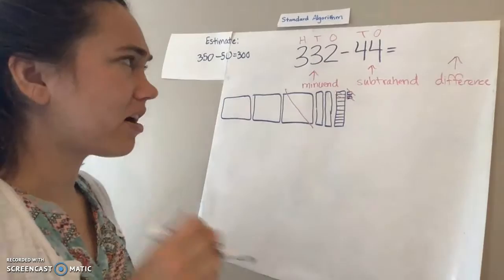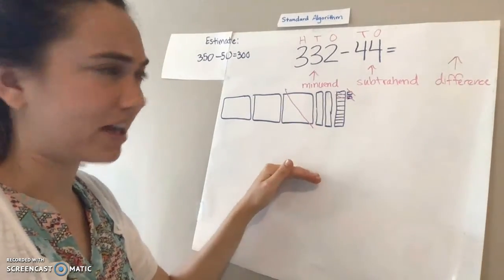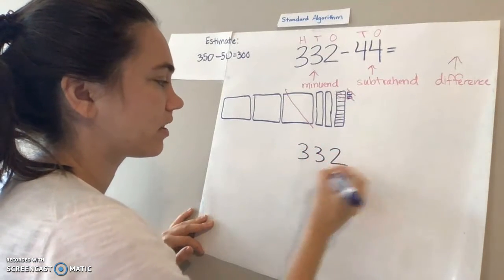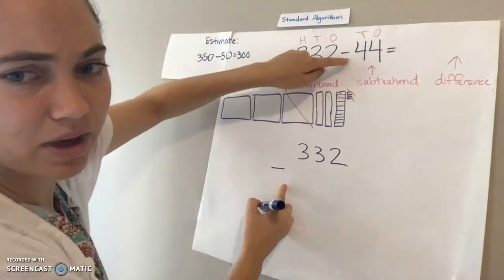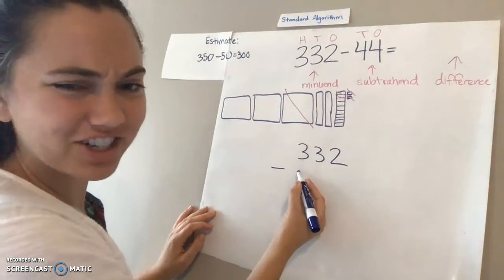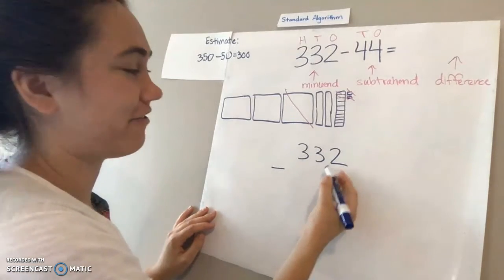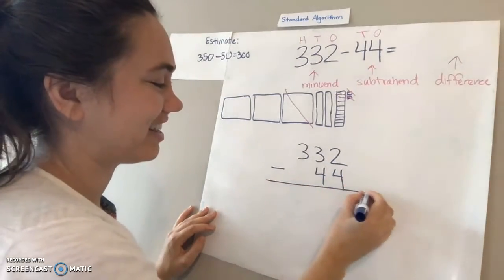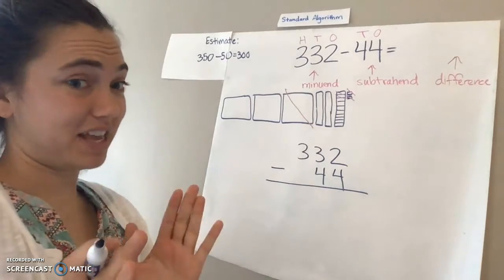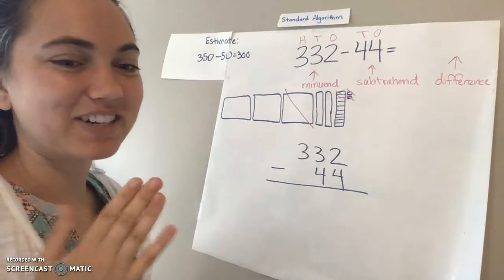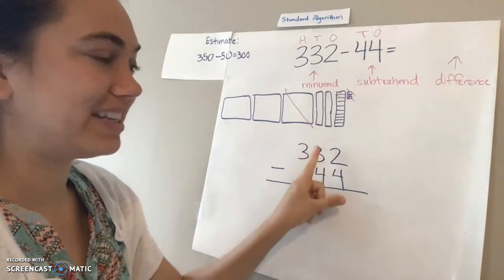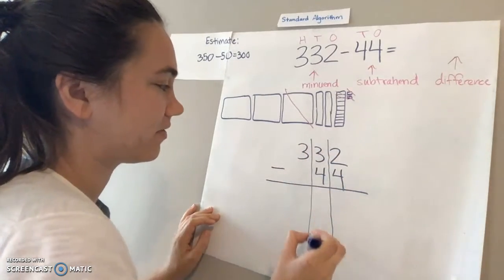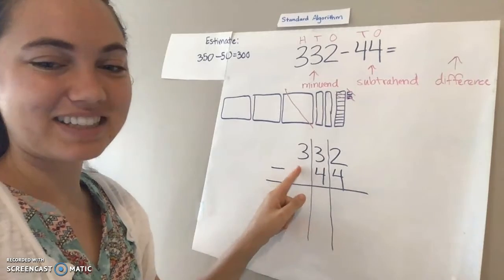So, let's write our number, stacking it according to place value. 332 minus, I'm taking away, how much? 44. 4 hundreds? No. 4 tens. And how many ones? 4 ones. Excellent. Okay, now remember when I'm doing place value, for me, I like to make sure that my columns are clear for ones, tens, and hundreds. Okay, here are my ones, tens, and hundreds.